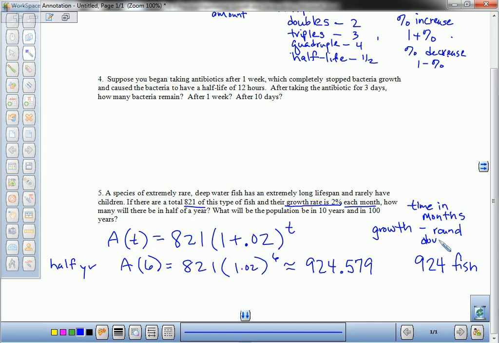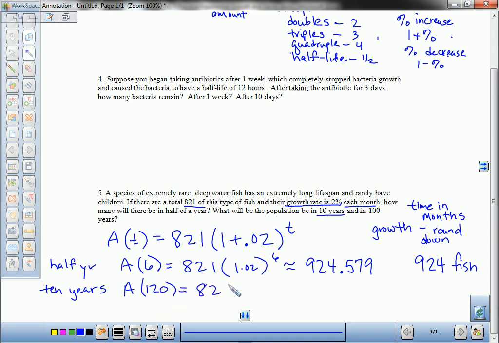So when we have growing, if it's growth, you would round down for a discrete variable. A good way to think of it is anything that's living, like if we're talking about people or animals. Okay, what will be the population in 10 years? But my time has to be measured in months. So how many months are there in 10 years? 120.